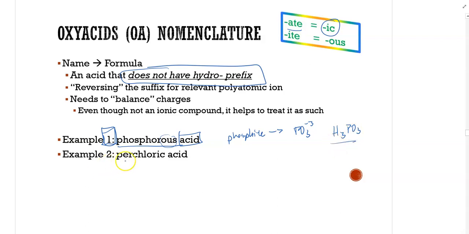Example number 2 here, perchloric acid, right? Once again, perchloric acid, it's an acid. It's an oxyacid specifically because there's no prefix, right? So that means we have to look for the polyatomic ion that's relevant. Perchloric acid, the ic ending suggests that it comes from perchlorate. Perchlorate has the formula of ClO4 with a -1 charge. How many H's need to be thrown on there to make that a balanced compound? Just one. So your formula for perchloric acid is HClO4.